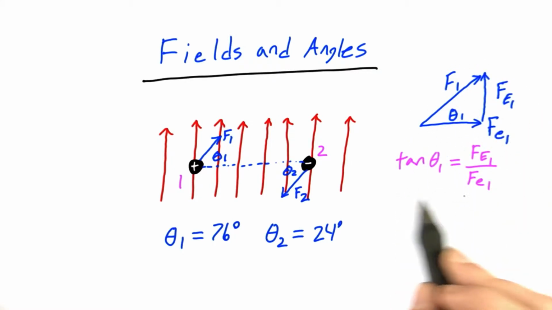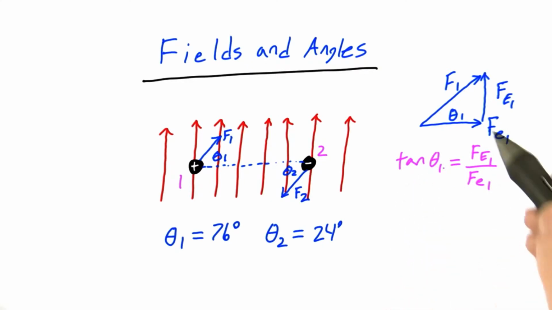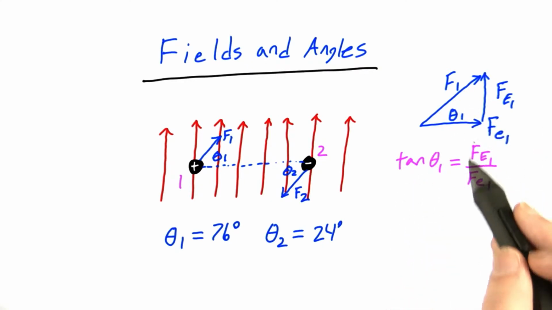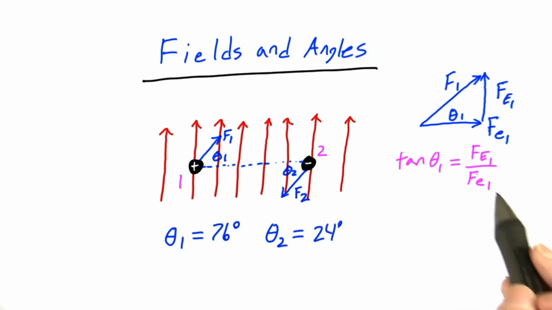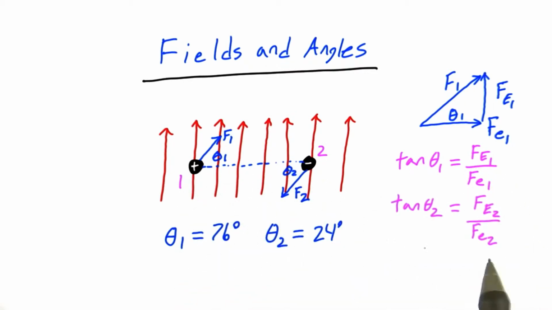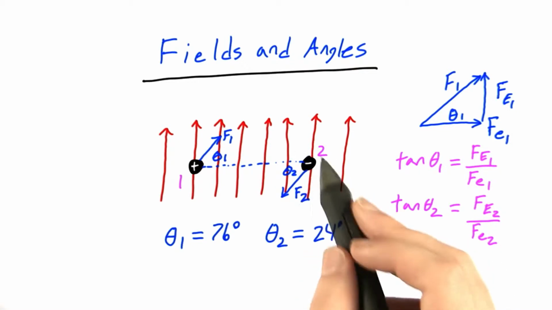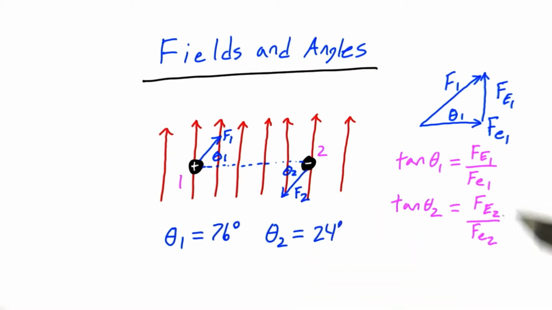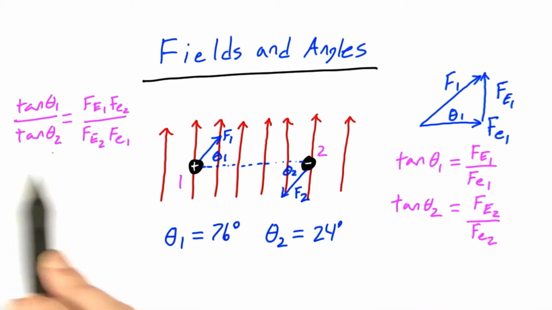And using our knowledge of trigonometry, we can conclude that the tangent of this angle θ1 must be equal to the force caused by the electric field divided by the force pulling the positive charge towards the negative charge. And it turns out I can write a similar equation for the negatively charged particle. So now I'm going to take these two equations and divide this equation by this equation. And doing that division, I get this equation here.